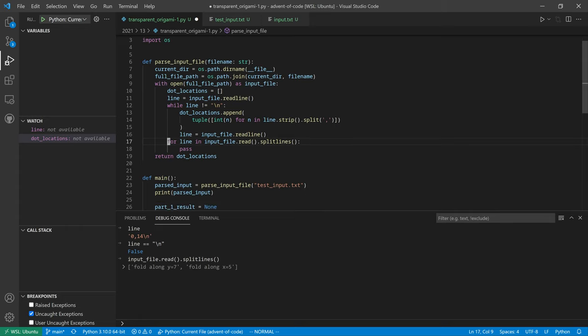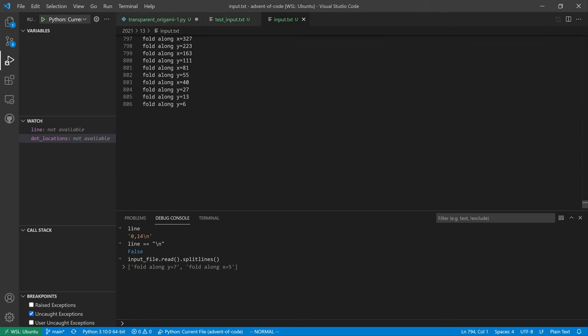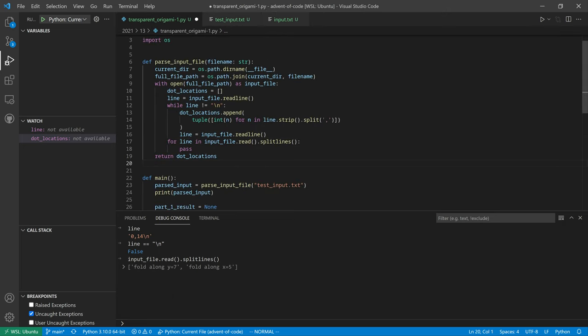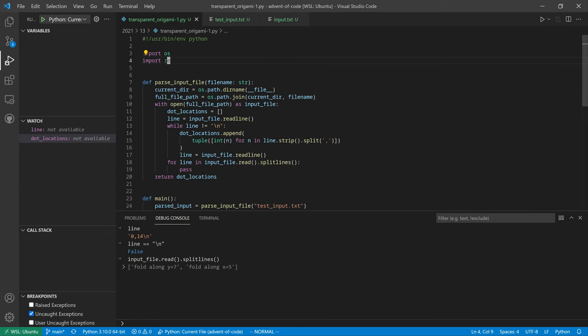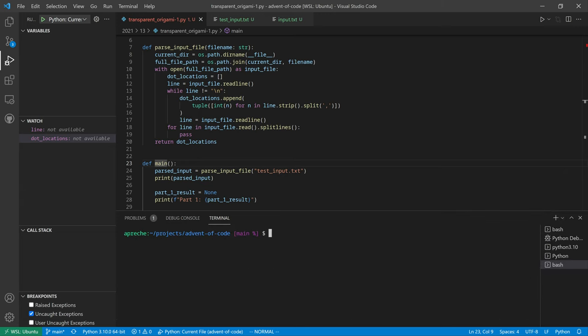So now we want to parse the instructions. We can remove the fold along part. We might use a regular expression here to extract X or Y and to extract the number. I think that's what we'll do. Okay. So we can just figure this out entirely within our terminal. All right, so let's get a sample string. Fold along something equals number. Okay. Fold along x equals, what is it? Oops, I overwrote the string. I keep doing that.